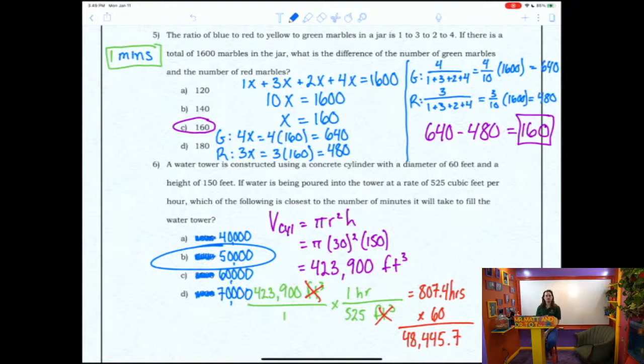If you substitute that common multiple into the expressions that represent the individual values for the green marbles and the red marbles, respectively, which were 4x and 3x, 4x would be 4 times 160, which is 640. 3x would be 3 times 160, which would be 480. 640 minus 480 is 160.